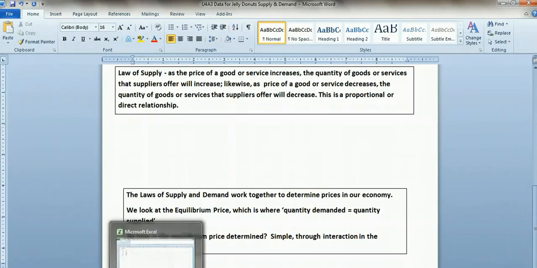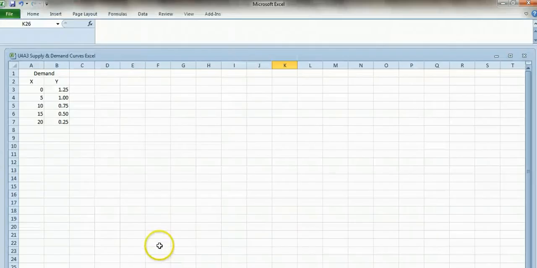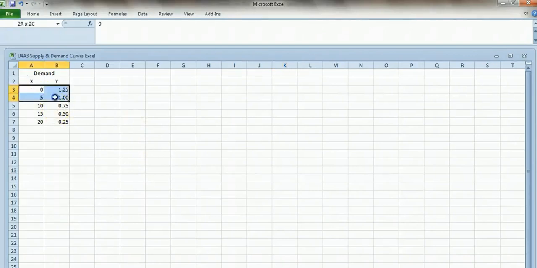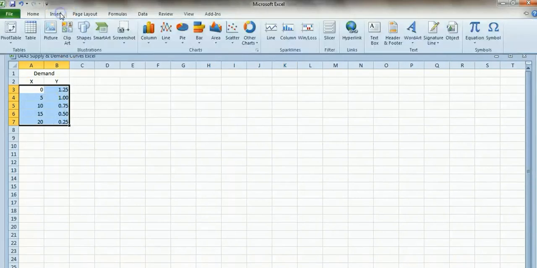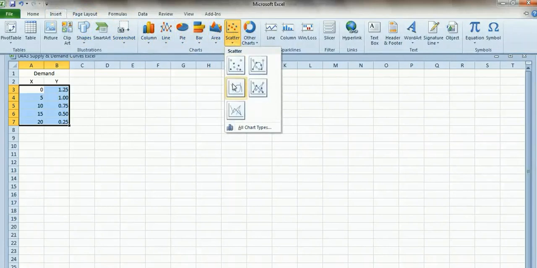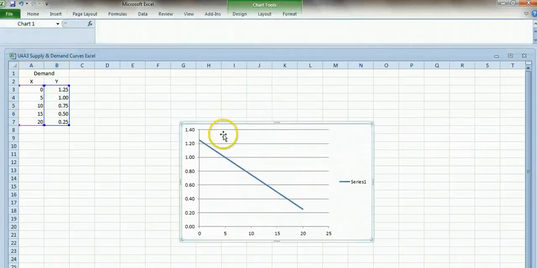Taking a look at how we're going to graph this, I have some numbers here, and I'm going to quickly review with you how to create a graph. To do this, we're going to highlight our data, so you capture your data. You're going to go into Insert, find the scatter chart, scatter with smooth lines, and voila, there we are. We've very simply graphed our information.